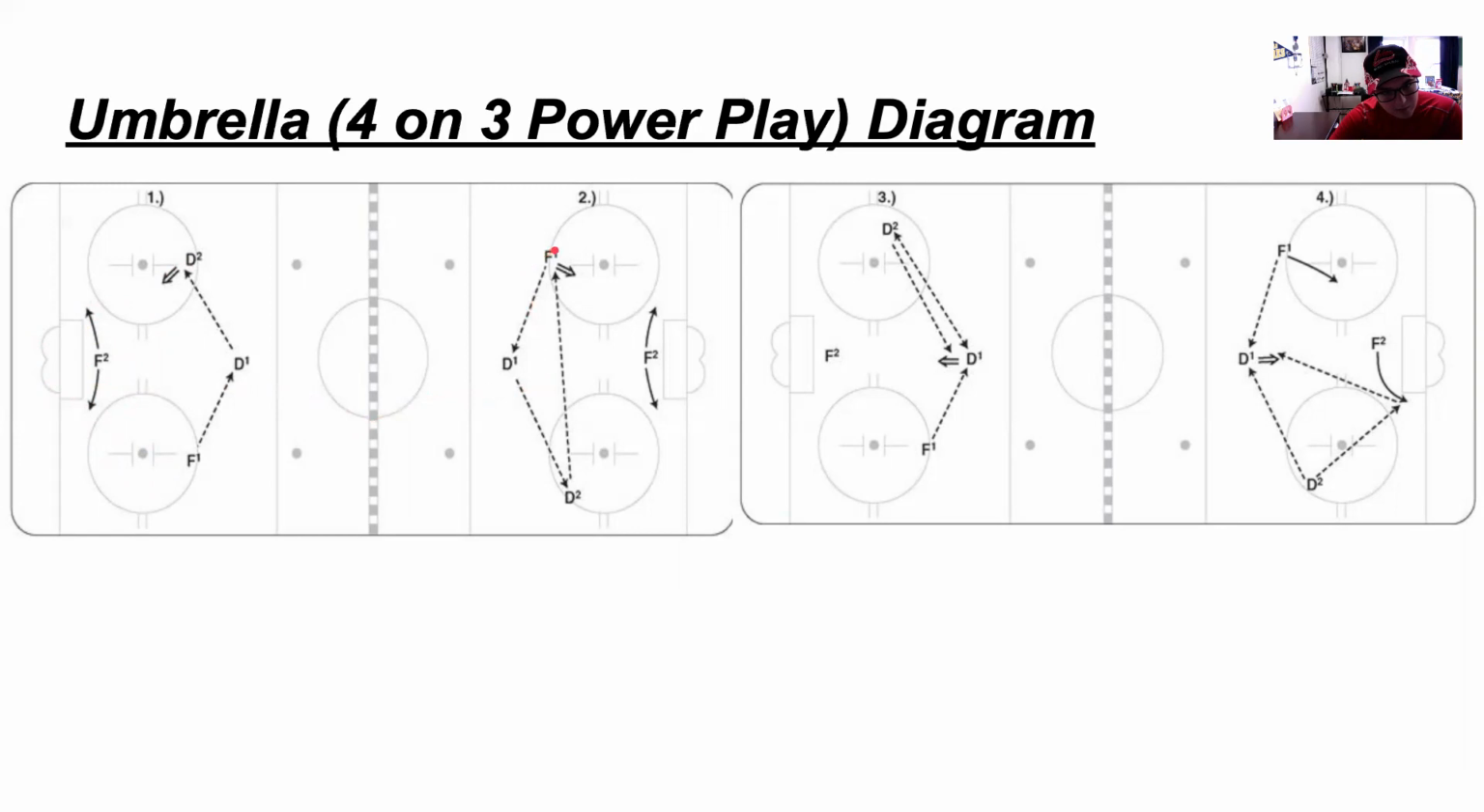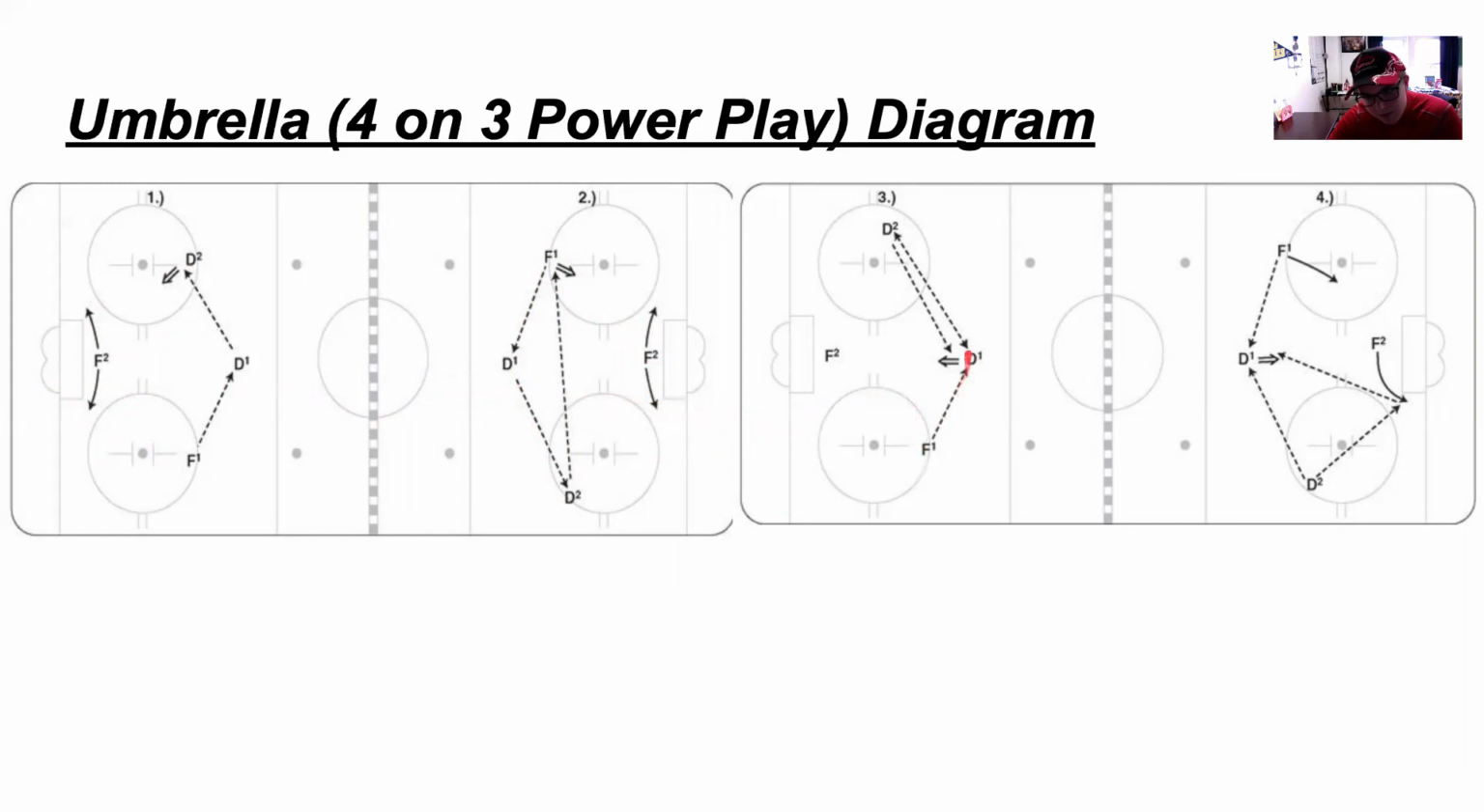F1's going to pass to D1, D1's going to pass to D2, D2 is going to make that pass back to F1, who's going to take a one-timer, and F2 is screening the goalie and looking for the rebound or deflection, same as play number 1.